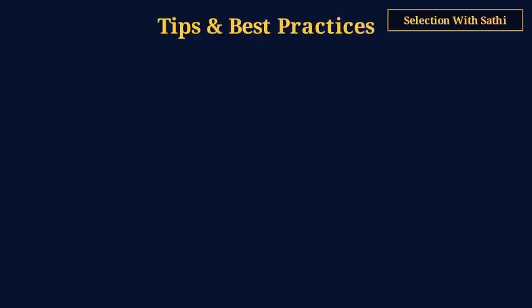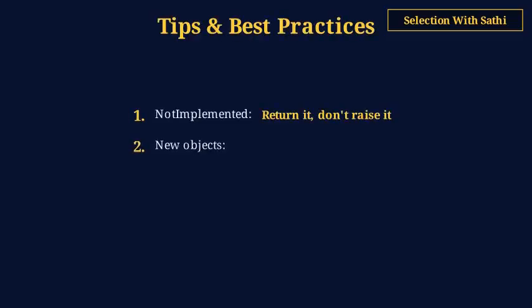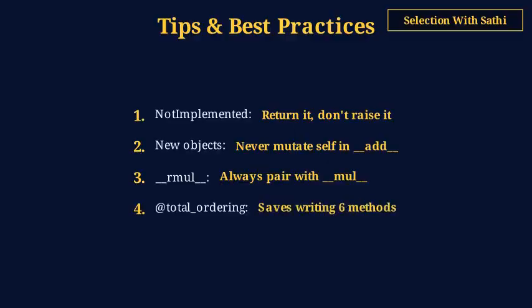Key tips to remember. Always return NotImplemented, the singleton. Never raise NotImplementedError, the exception. Operators should return new objects. Never mutate self in __add__ or __mul__. Implement __rmul__ whenever you define __mul__ so scalar times object works. Use @total_ordering to avoid writing all 6 comparison methods manually.